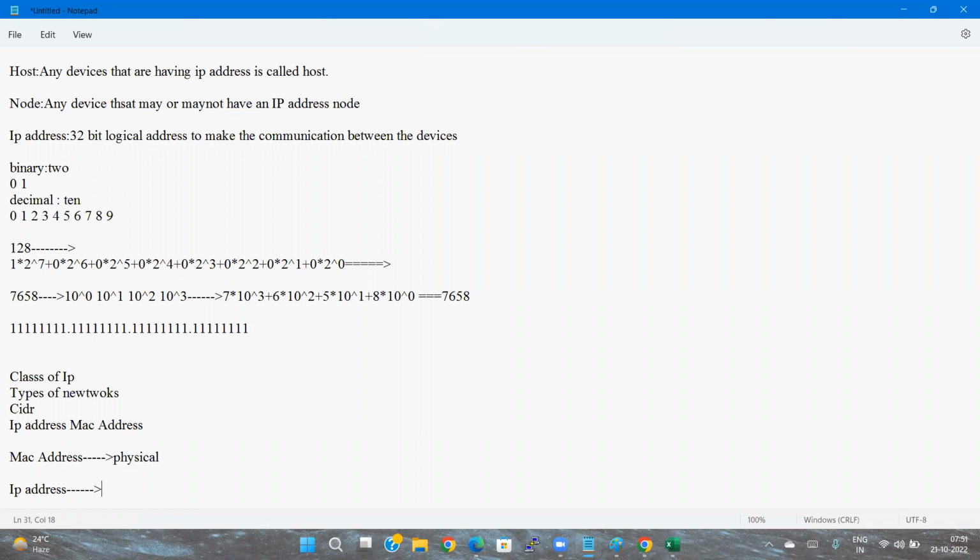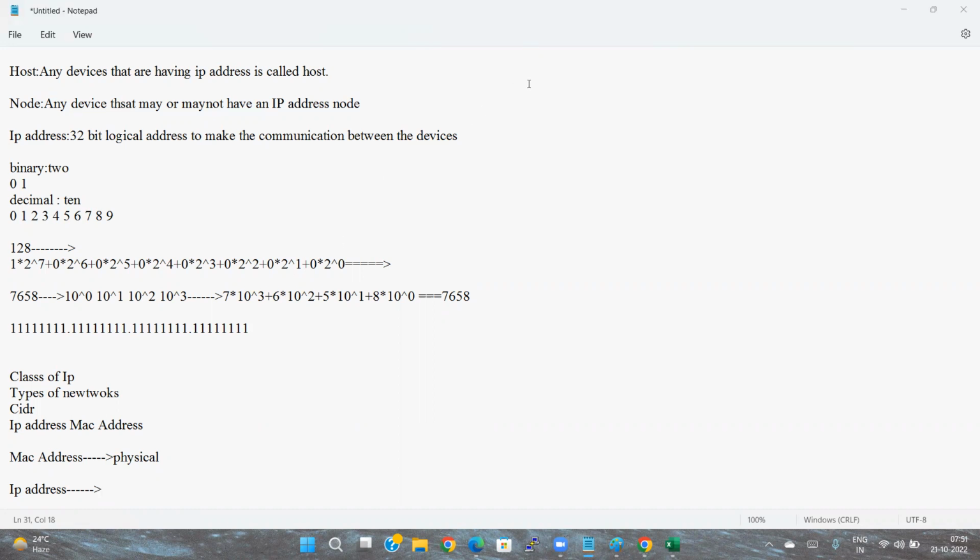So in the same manner, your IP addresses will be changing from one organization to another organization, or from one network to another network. That is called an IP address, which is a logical address. Hope you understand this. We will discuss the networking concepts in depth in the next class.